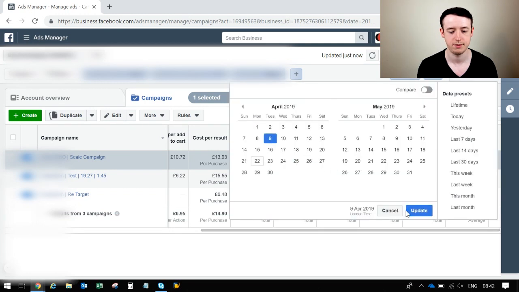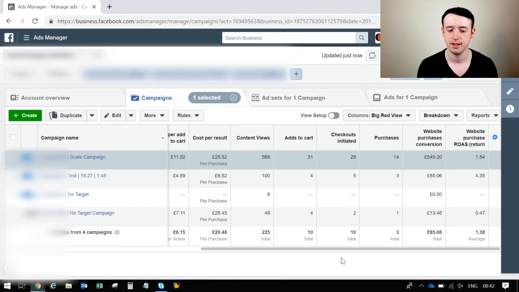On the 9th, I tested something to do with a super CBO retargeting campaign. This was basically where I was putting all my different retargeting ad sets into one retargeting campaign as a test. It didn't really work out. I prefer having them separate, so this is why I ended up switching it off.